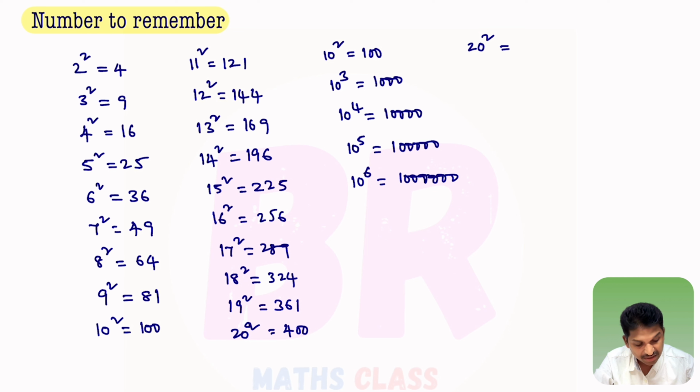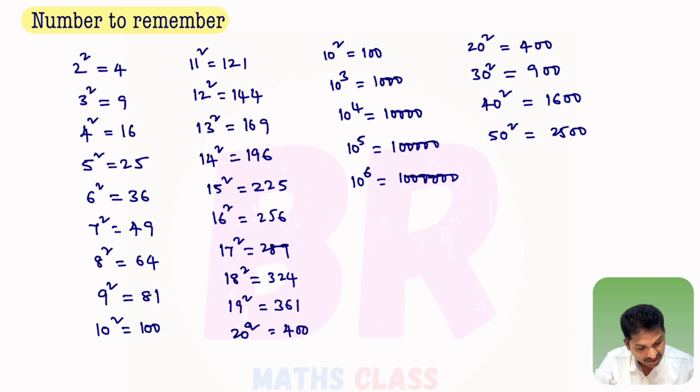Suppose 20 square is there. See here, 2 square is 4 and you keep 2 zeros. Okay. 30 square: 3 square is 9 and keep 2 zeros. 40 square: you keep 2 zeros here and square of 4 is 16. 50 square is 2500. Similarly, 60 square is 36, 2 zeros, 3600. 70 square is what? 4900, right?